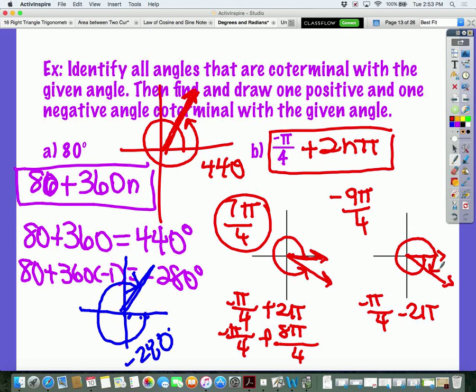Questions? If you turn it into a degree, you would have to turn it back into a radian. Yes? Do you ever start your rotation at the terminal side? No. It will always start from your initial side. Always from that positive x-axis.